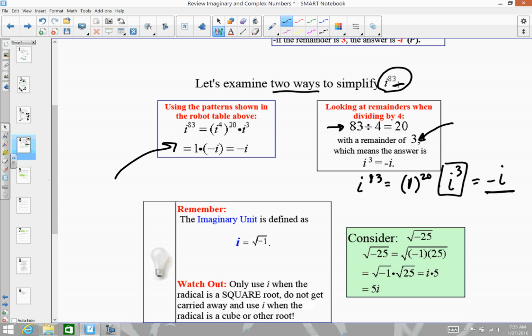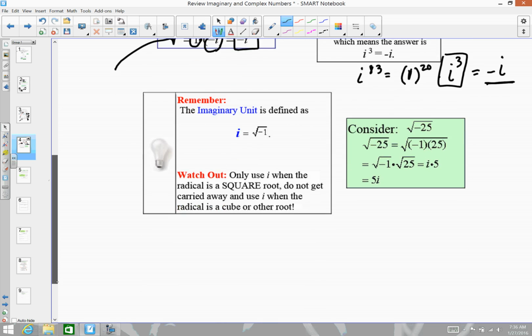This other example shows you exactly, if you break down that i to the 83rd power in terms of i to the 4th, we have i to the 4th 20 times, or to the 20th power. This is all equal to 1. And then we have that multiplied times i to the 3rd, which is negative i, giving us that same answer of negative i. All right, I think we are good to keep going here.